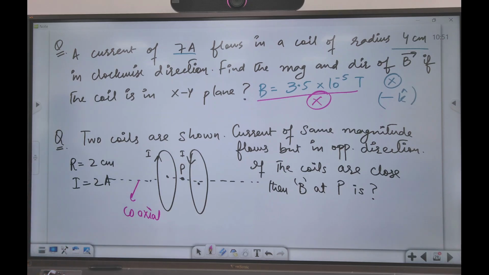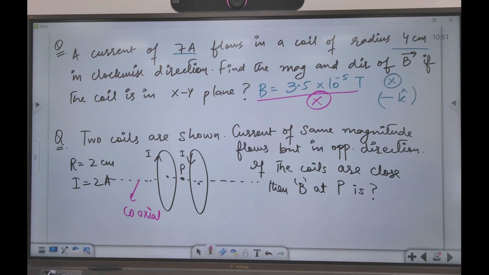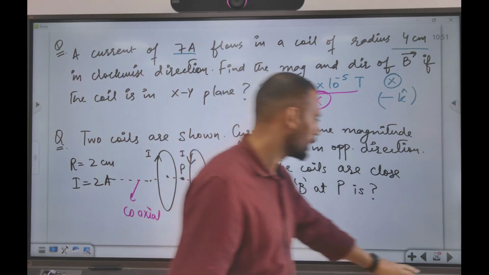Check the direction. You have to see, if you add or subtract, first you have to think about that. Find the direction. How do you find the direction? Both of them are north.